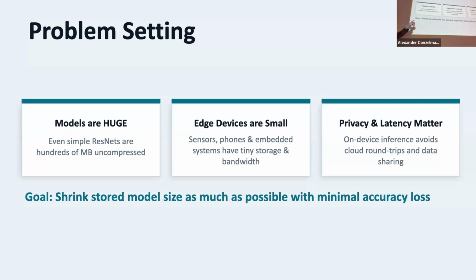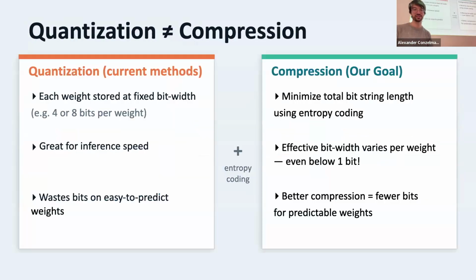So our goal here was to shrink the stored model size with minimal accuracy loss. And here the focus is on shrinking stored model size, so it's not just quantization. We even argue that quantization is not equal to compression, which is in literature often a bit confused, because quantization is essentially storing weights at fixed bit sizes. So 4 or 8 bits are quite frequently used because it aligns nicely with how your GPU processes data. They're usually great for inference speeds, but it wastes bits on easy to predict weights.